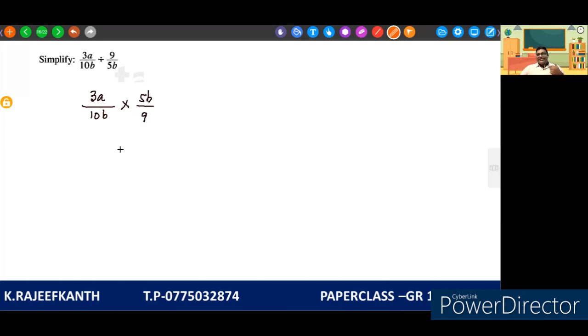Now we can divide the numerator and the denominator by the common factors. Here, we can cut these two b's. That means we are dividing by b. Here we can divide this 10 by 5, then 2. Here we can divide by 3, then 3. Then in the numerator a is there. Then 2 times 3, 6 in the denominator. Then the answer is a over 6.